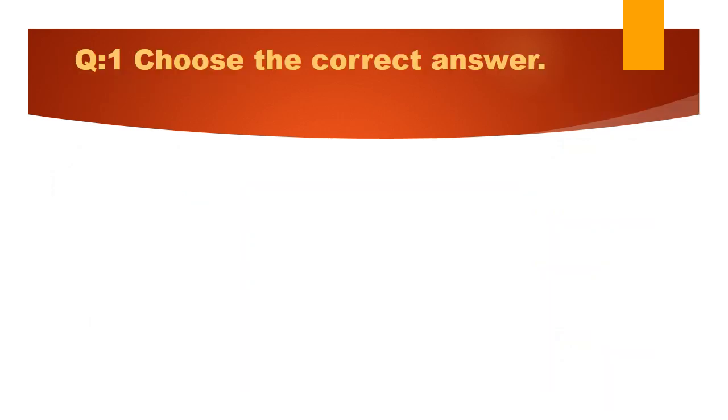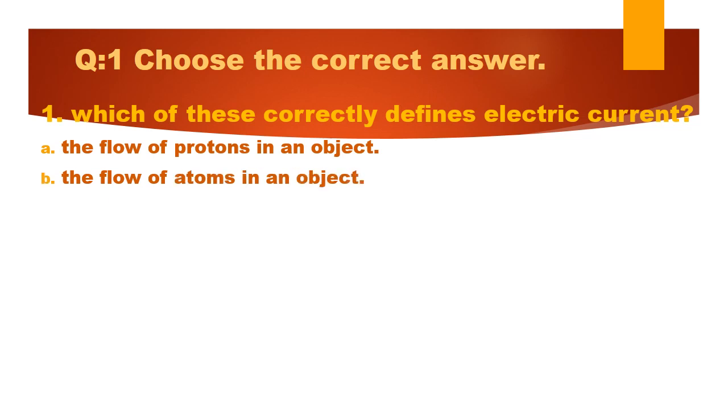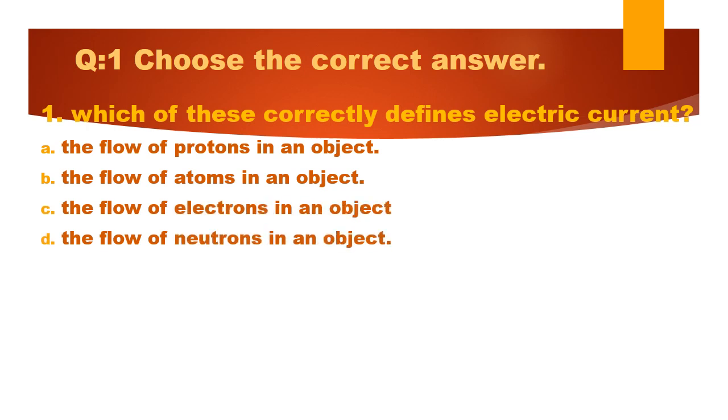Question number 1 is choose the correct answer. First one is which of these correctly defines electric current? The flow of protons in an object, flow of atoms in an object, the flow of electrons in an object, the flow of neutrons in an object. This is the flow of electrons in an object.